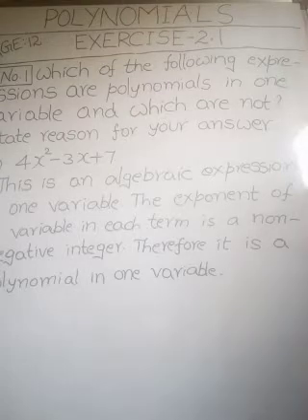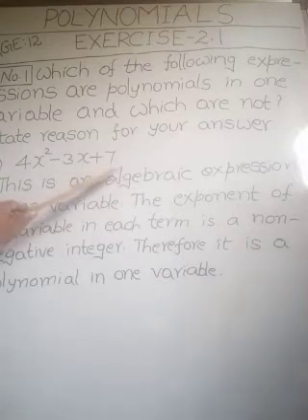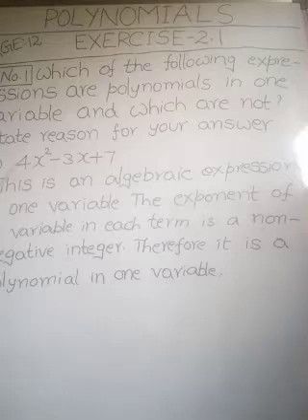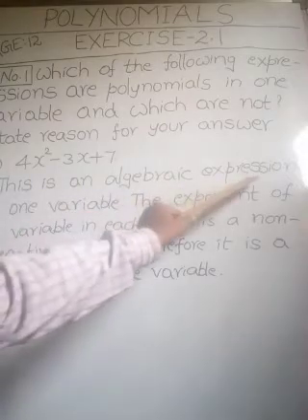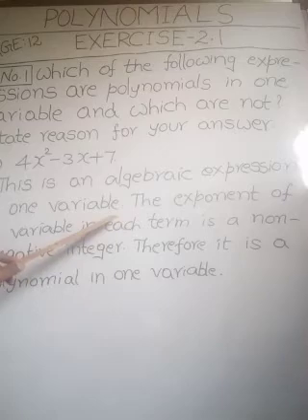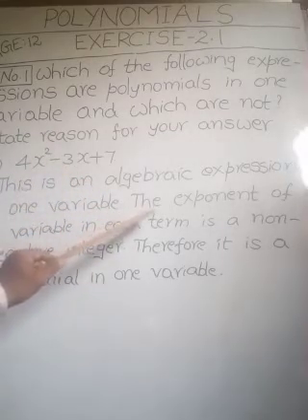Okay, my dear children? Okay. See the first algebraic expression, 4x square minus 3x plus 7. In this algebraic expression, what is the variable used here? Only x. So this is an algebraic expression in one variable. First of all, we identified which variables are used in this algebraic expression. Only one variable, that is x. Okay, my dear children. Now come to the next part.